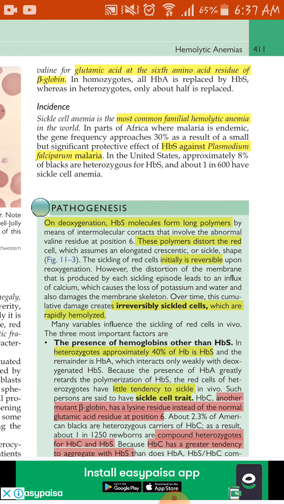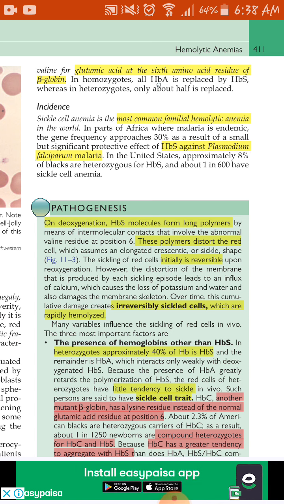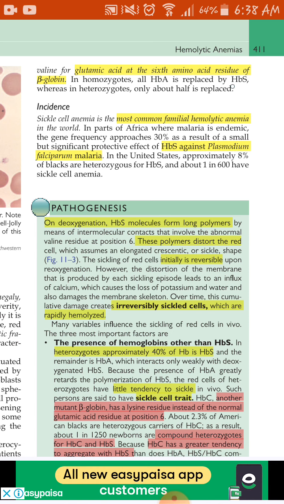Okay, now what happens in sickle cell anemia? In sickle cell anemia, there is a mutation in the beta globin gene, so there is defective formation of beta globin chains. So basically there will be a defect in hemoglobin A, because hemoglobin A is made up of 2 alpha chains and 2 beta chains. Now what happens to beta chains? Actually in beta chains, at position number 6, the glutamic acid is replaced by valine. When glutamic acid is replaced by valine, then hemoglobin A is converted into sickle cell hemoglobin, or HbS.